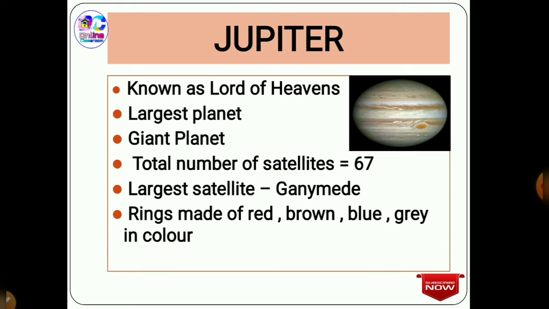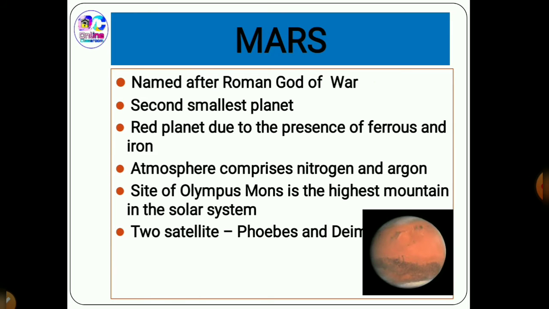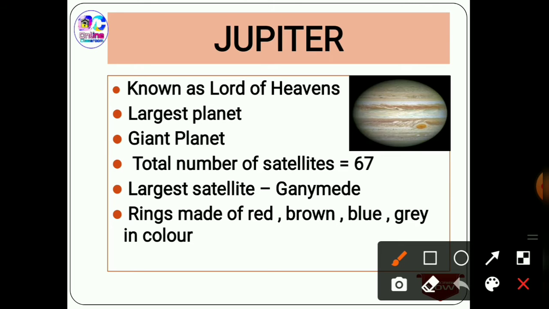The fifth planet is Jupiter. Now, Jupiter is called the Lord of Heaven. So why is it called the Lord of Heavens? Because it is the largest planet. It is a giant planet. It is the largest planet among the 8 planets in the solar system.